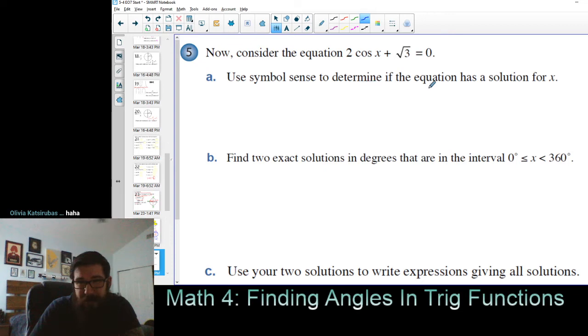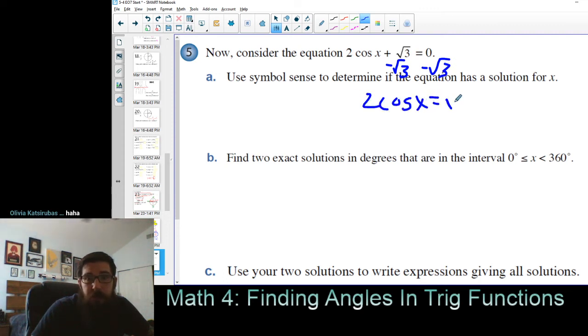So use symbol sense to determine if the equation has a solution. This is going to be one of the skills we're going to want you to see. Your first step, isolate the trig. I'm trying to get cos x by itself. Consider that your variable. I'm going to subtract square root of 3 from both sides, which is going to give me 2 cosine of x equals the square root of 3. If I divide both sides by 2, I'm going to now get cosine of x equals square root of 3 over 2.